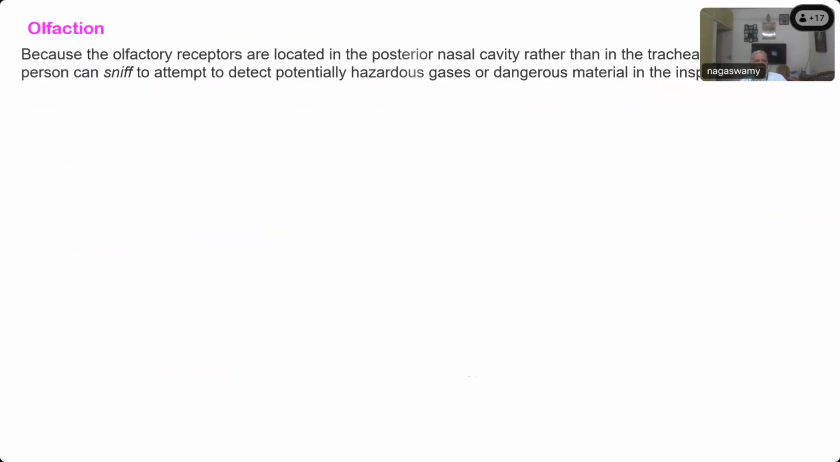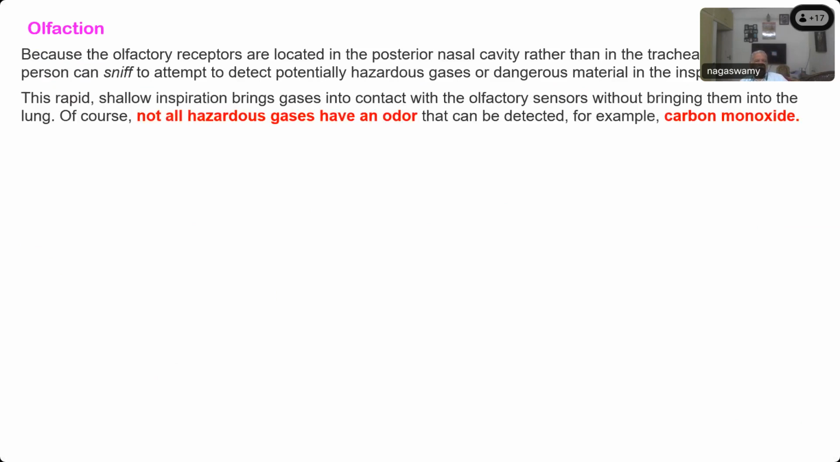Then smell. Because of olfactory receptors present in the posterior nasal cavity, a person can sniff to attempt to detect potentially hazardous gases or dangerous material. So smell is a very important non-respiratory function. Rapid shallow inspiration brings gases in contact with olfactory sensors without bringing them into the lung. Not all hazardous gases have an odor. For example, carbon monoxide doesn't have an odor. That is why you get into carbon monoxide poisoning very easily.